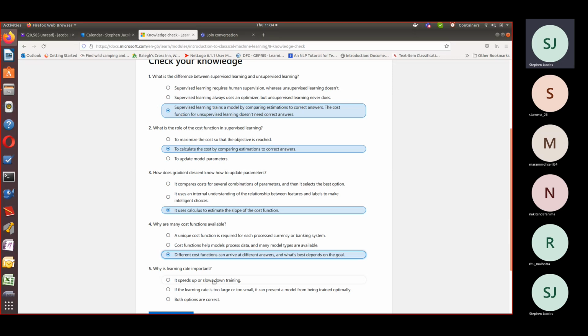Yeah. It can speed up or slow down the training depending upon what you make your learning rate. And if the learning rate is too large or too small, it can stop it being trained optimally. If the learning rate is too small, it can get stuck in a local minimum. And if the learning rate is too high, it can cause instability. And that's what we discovered. But both options in this case are correct.